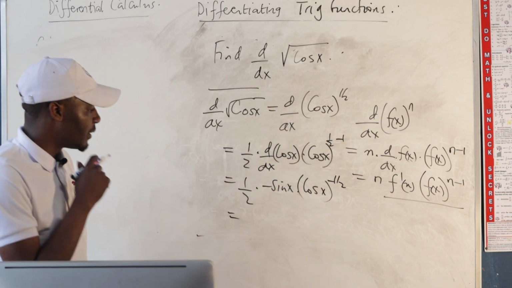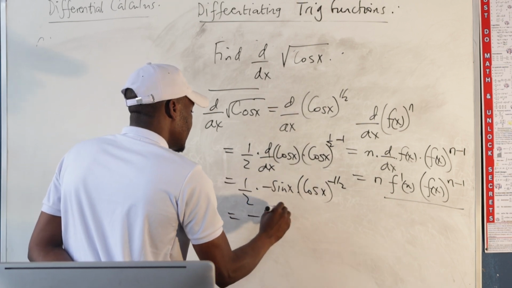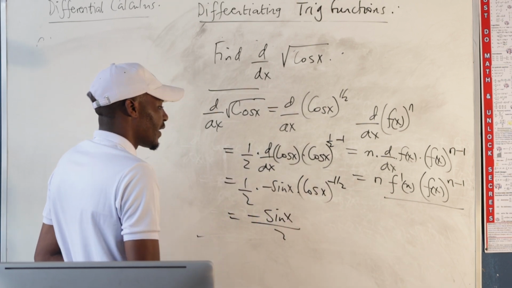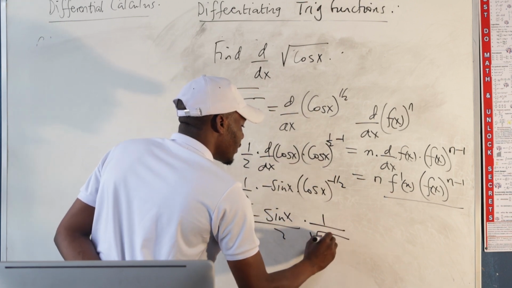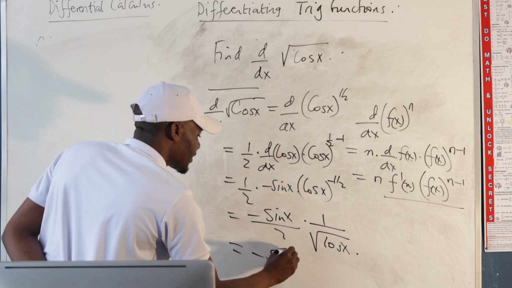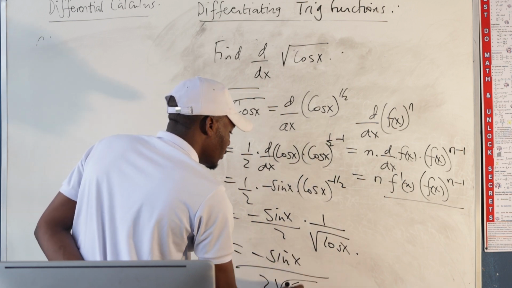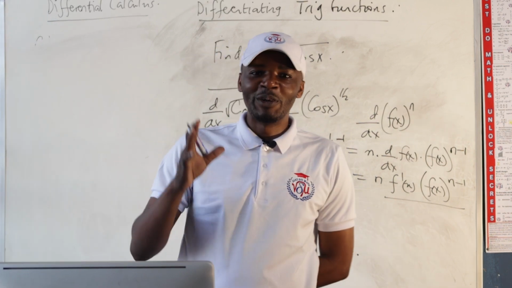Let's try to write this a bit smarter. 1 over 2 times minus sine x, we get minus sine x over 2. What about cosine of x to the power of minus half? It is the same as 1 over the square root of cosine of x. So if you multiply these fractions, we get negative sine x divided by 2 root of cosine of x. Yes, that's what we get as our final solution.